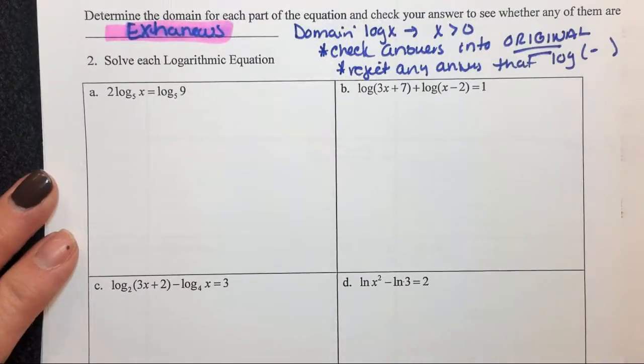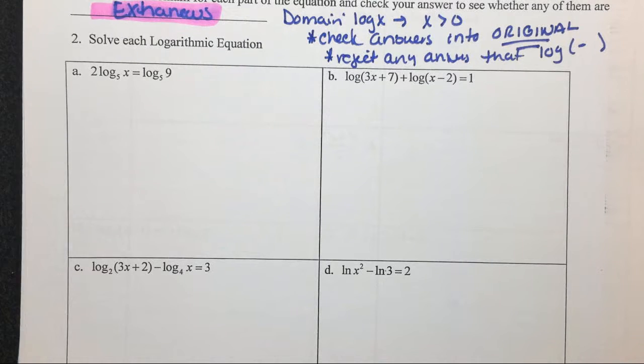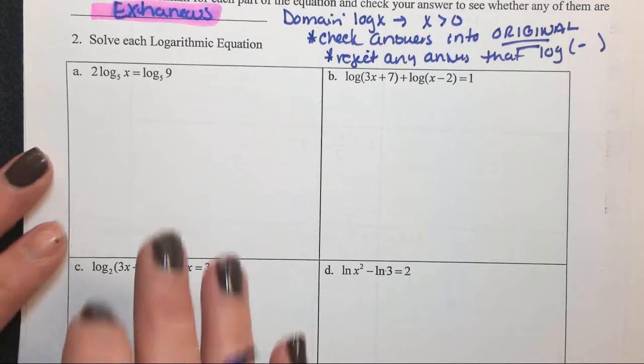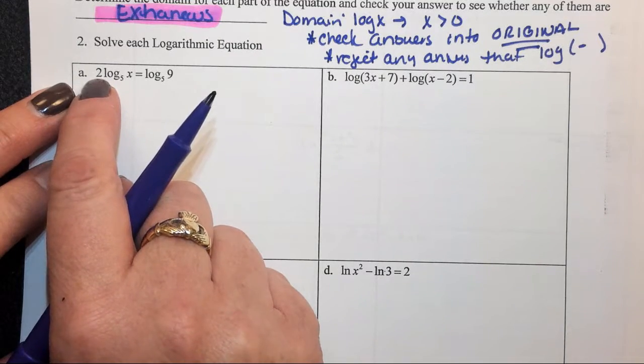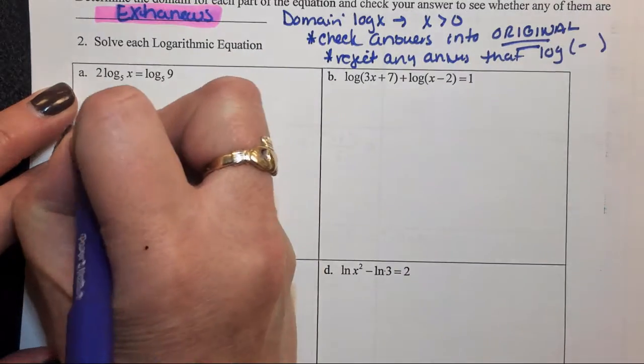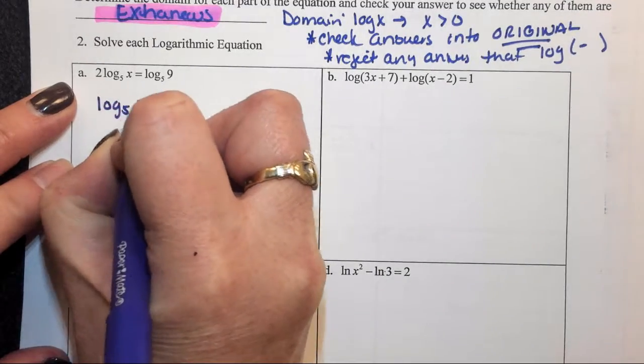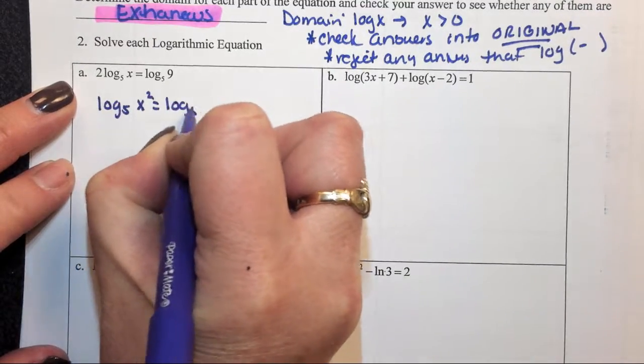All right, so let's take a look at 2a. 2 log base 5 of x is equal to log base 5 of 9. First of all, use any properties you can. What log property can we use in 2a? You can move this 2 to become the what? Exponent. So log base 5 of x squared is equal to log base 5 of 9.